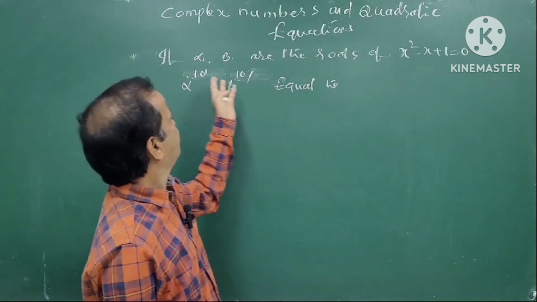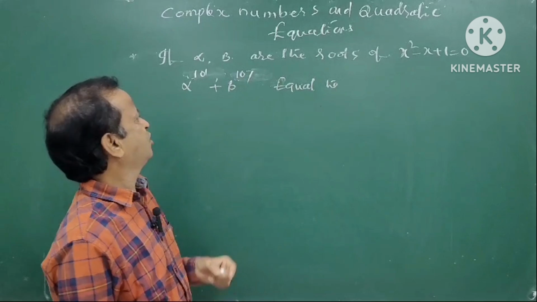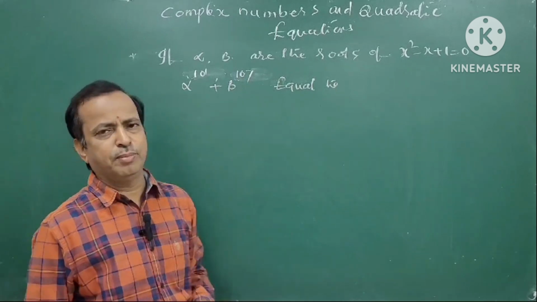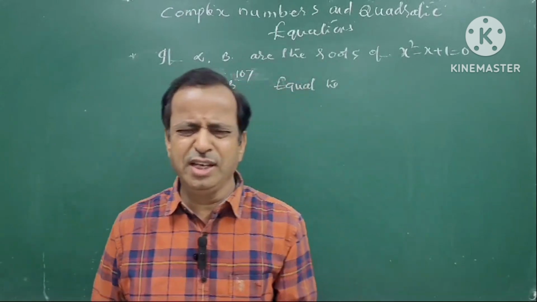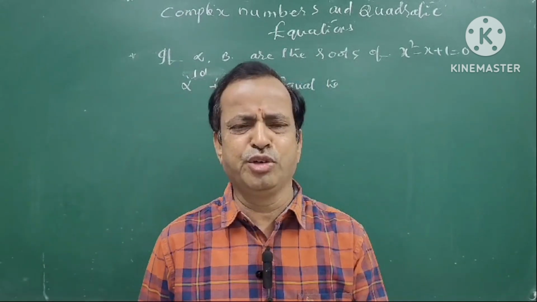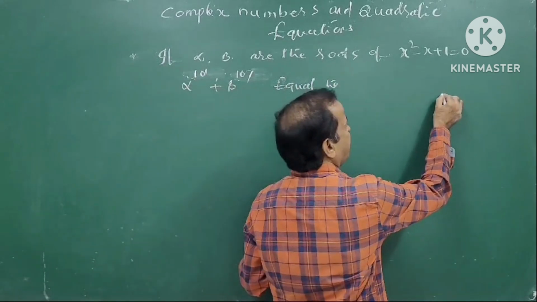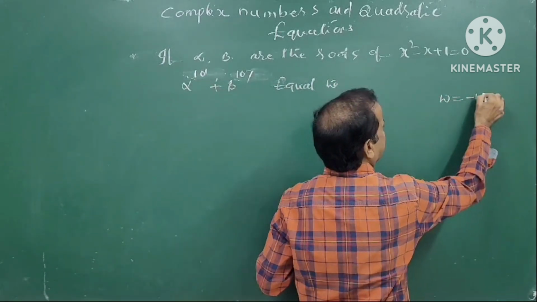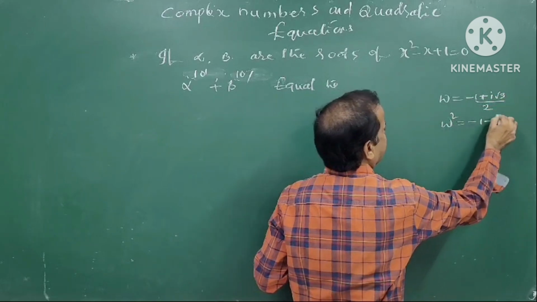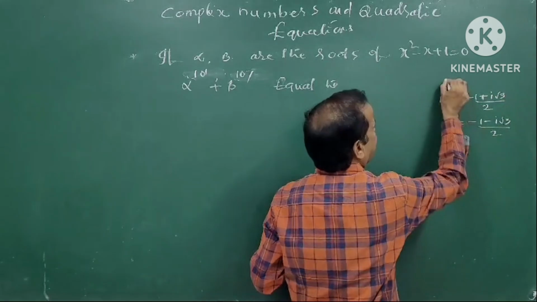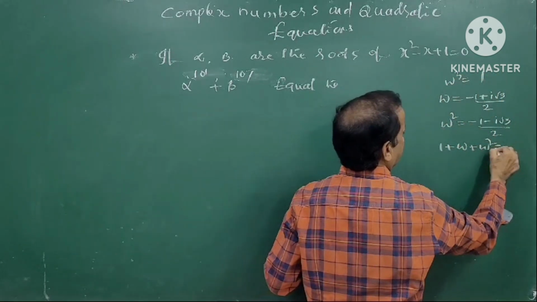theorem. See, the question given recently: alpha, beta are the roots of x square minus x plus 1 equal to 0, find alpha power 101 plus beta. In each and every chapter, look at our previous shifts in 2024: omega related questions are compulsory. Omega value is minus 1 plus i root 3 by 2, omega square is minus 1 minus i root 3 by 2, omega cube is equal to 1, and 1 plus omega plus omega square equals 0.